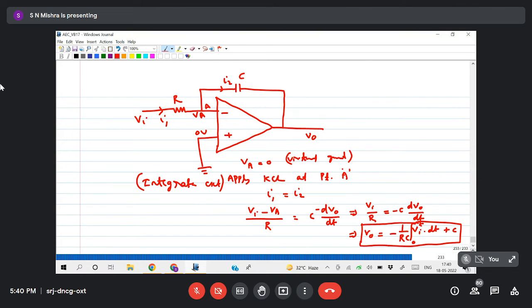Integrator circuit. So till now, seven circuits we have seen: inverting, non-inverting, unit gain buffer, summing, differential, integrator, differentiator.